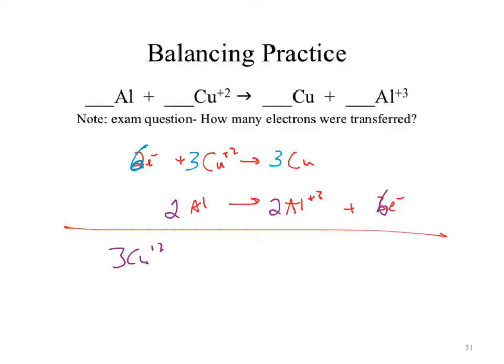3 copper plus 2 plus 2 aluminum. What's the charge on the left-hand side right now? Okay. There's 3 coppers. Each of them are a plus 2. We get a plus 6. Charge on the right-hand side. There's 2 aluminums, each of them at a plus 3, plus 6. Our charge is balanced. The element's balanced. There's our balanced equation. How many electrons were transferred in the course of that reaction?